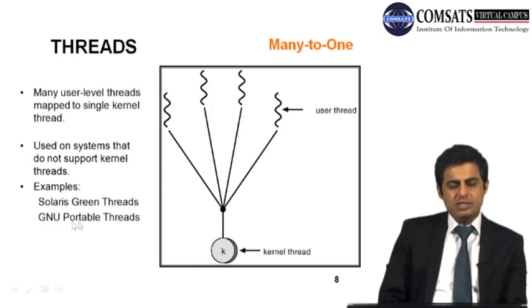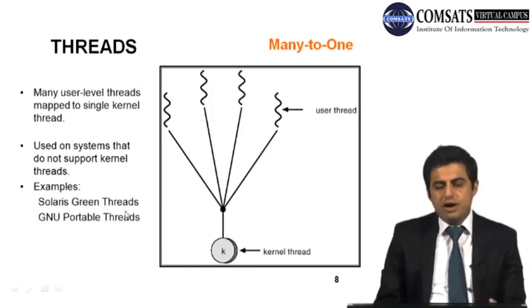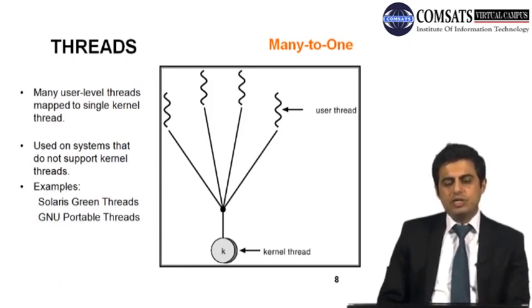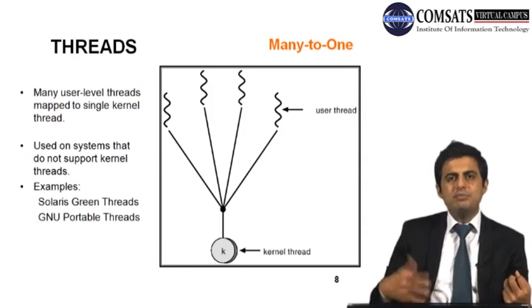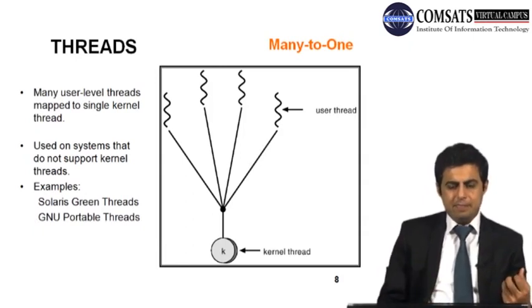اور اسی طرح اگر آپ دیکھیں کہ used on system that do not support kernel threads, example Solaris green threads and GNU portable threads. تو یہ وہاں پر ہوتا ہے جب kernel threads کی support نہیں ہوتی. There are some operating system which do not support kernel to make their own thread and to manage the threads. So what happens is in that system you can as a user code your threads, you can start new threads and they will be managed by the kernel internally.